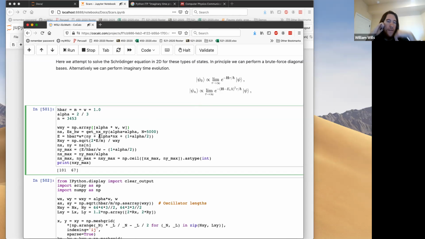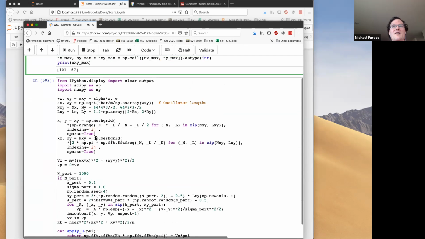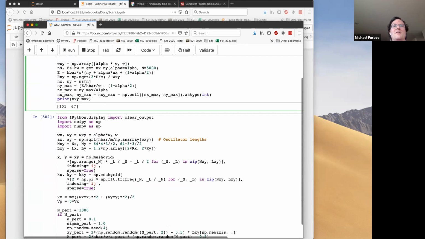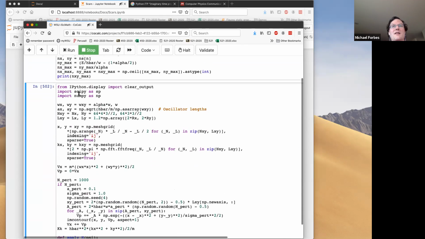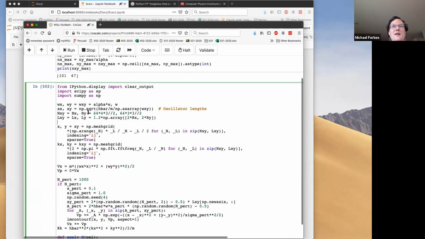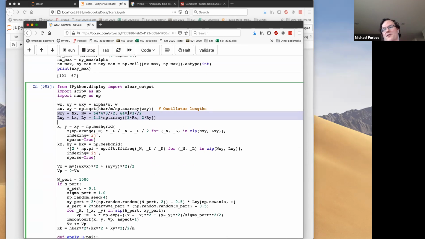Make sense? Yeah. Okay. So here I'm doing the same thing as before, just getting my alphas, getting my n maxes, et cetera, my oscillator lengths. Now, these are the numbers you have to play with. So you need to play with the number of points, which should be an integer, and for performance reasons, it should be close to a multiple of 2 or 3. And then this is the size of the box, which I made slightly larger than the Thomas Fermi radius. Again, you'll have to play with that, and I'll show you how in a second.